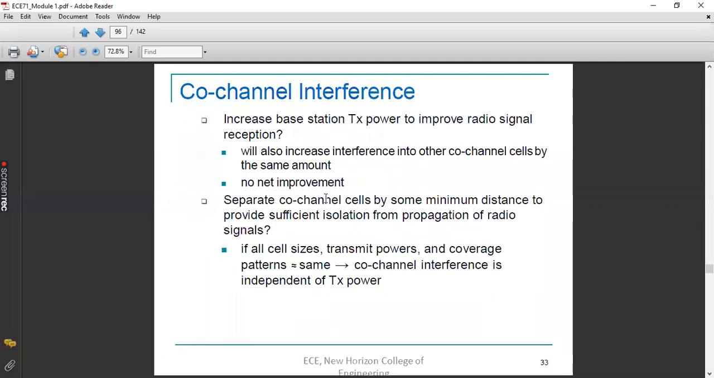Okay. So there are two types of interference, as I told you. One is co-channel and the second one is adjacent channel interference. So in this class, first we will go through what is co-channel interference.